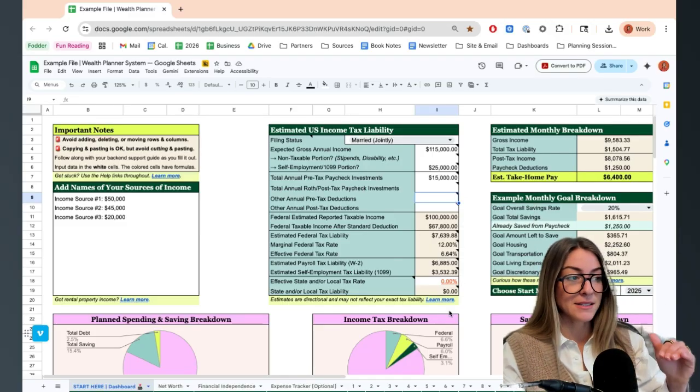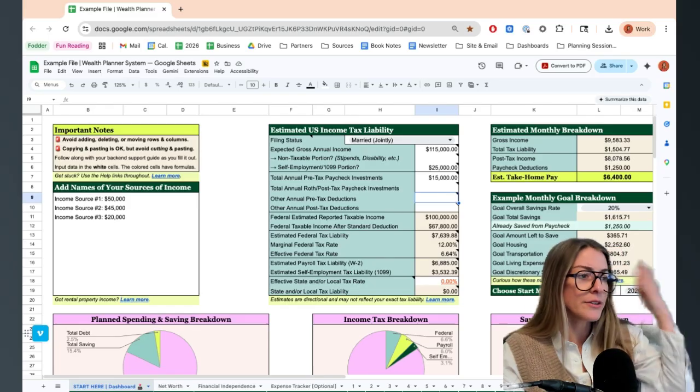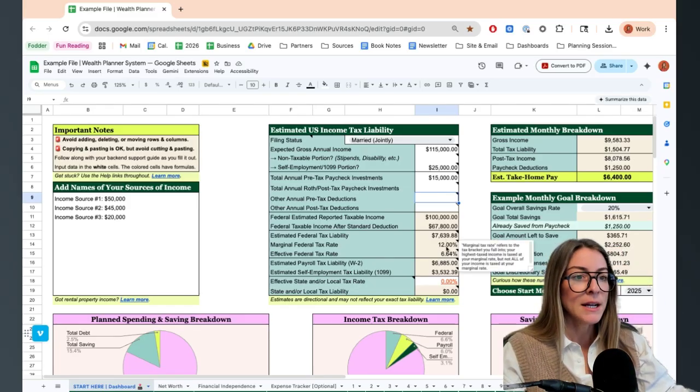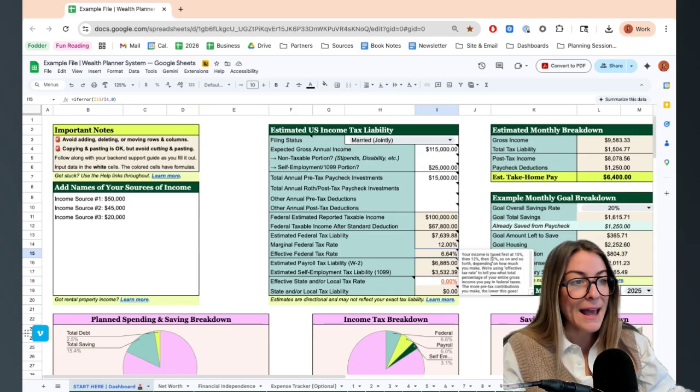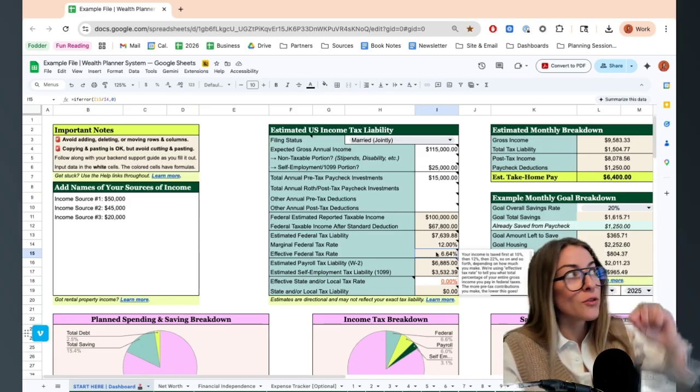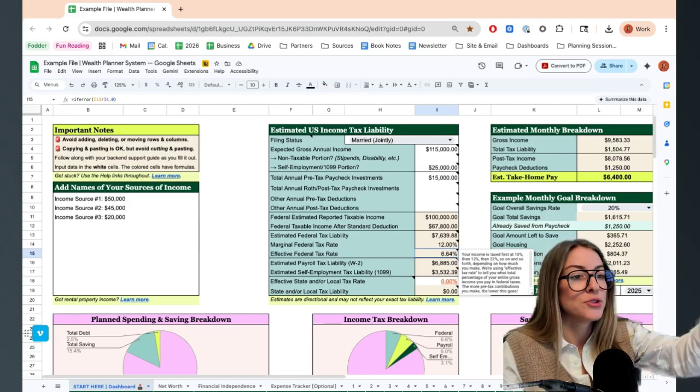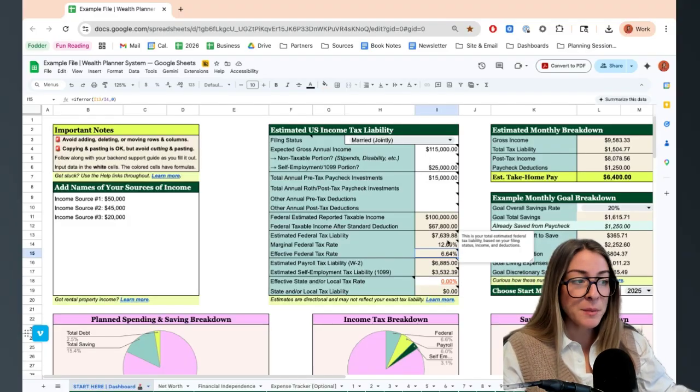So I always think it's just nice to understand this at a baseline level. And there are other tax calculators that you can use for this, but it'll tell you your marginal rate and it'll tell you your effective rate, AKA what overall percentage of your income is going to go to taxes. Most people's effective tax rates are actually much lower than they realize.